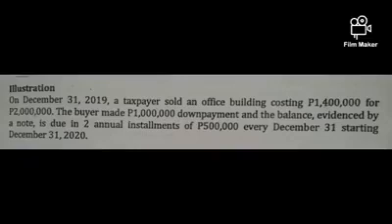Okay, let's have this illustration. On December 31, 2019, a taxpayer sold an office building costing 1,400,000 pesos for 2 million pesos. The buyer made 1 million pesos down payment and the balance evidenced by a note and is due in 2 annual installments of 500,000 pesos every December 31, starting December 31, 2020.